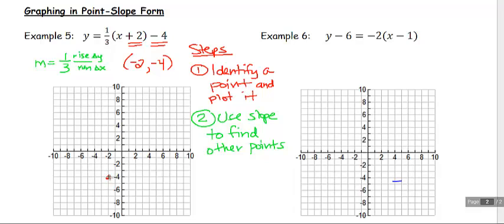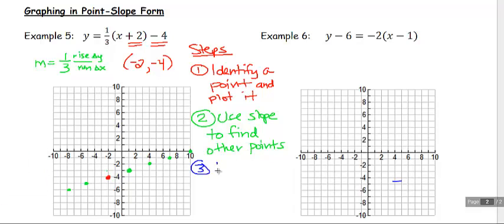So I'm going to start at this point. I'm going to go up 1 and over 3. Oops, let me get rid of that line. And I'm going to continue doing that. Up 1, over 3. So I do that in one direction. Now I do it backwards, right? I go down 1, left 3. Down 1, left 3. And that one would put me off the graph. So I'm going to stop there.